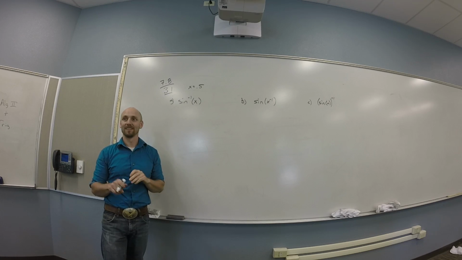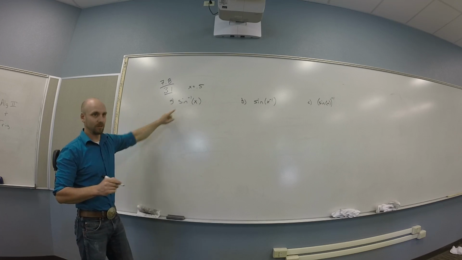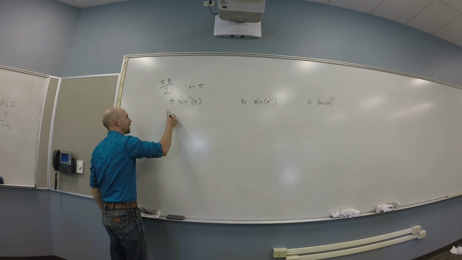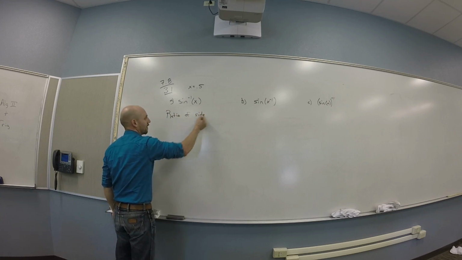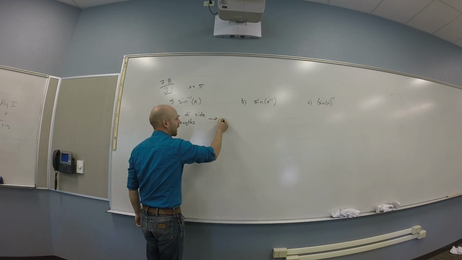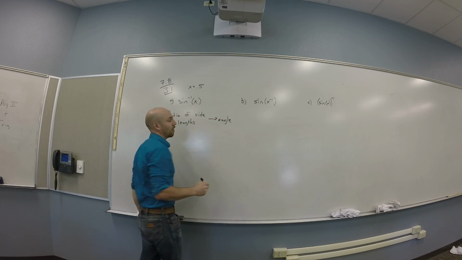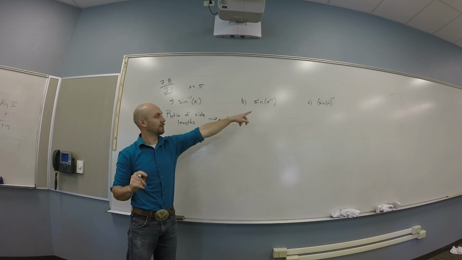Well, first of all, A takes side lengths, turns them into angles. So A takes a ratio of side lengths, right? And outputs an angle? Yeah. Good. Cool. So that's the inverse sine function, right? Okay. How about this thing?